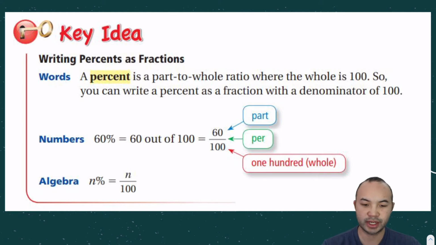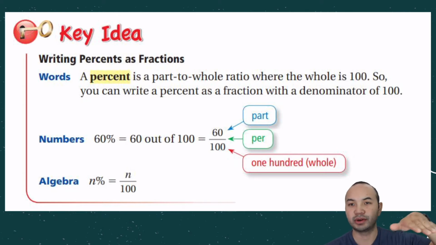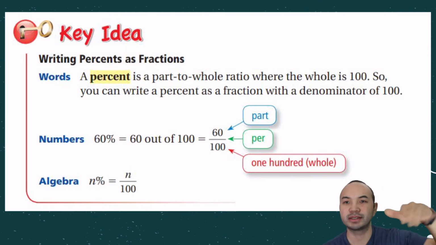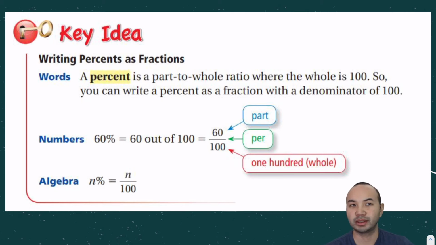So you can write a percent as a fraction with the denominator of 100. As you can see here, 60% is 60 out of 100. So you write that as a ratio, 60 over 100. And then the part is the numerator. Per is going to be the division bar, the fraction bar, and out of 100 is the whole. This is kind of like the same idea as when we did rates, when we were doing miles per hour. If you're going 25 miles, that is on top, per is the fraction bar, and then per hour, that's the whole, like out of 1 hour.